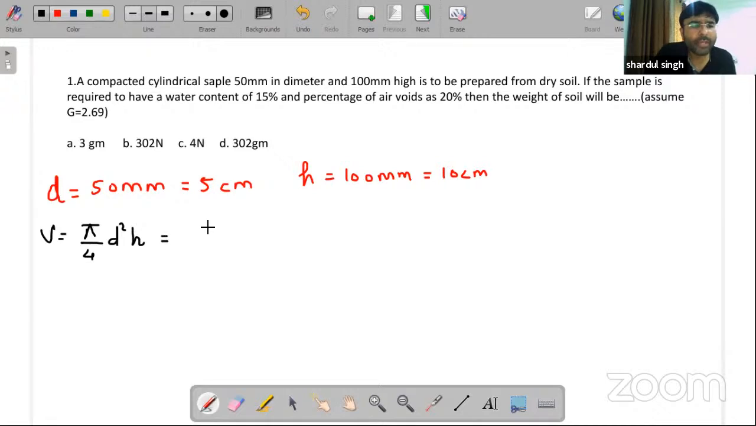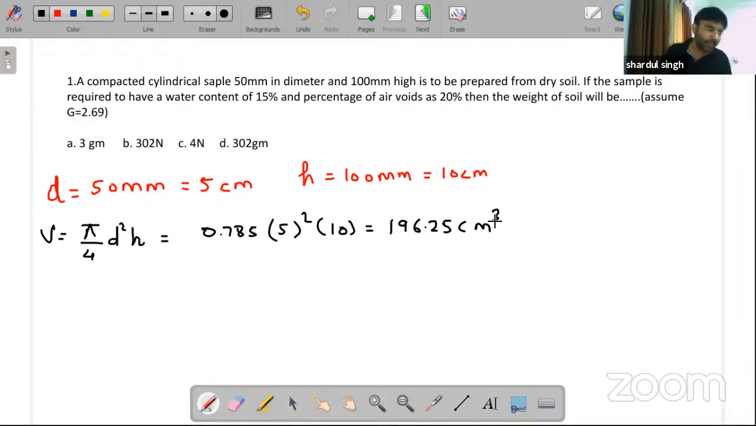So we can solve it, and it will be 0.785, that is pi by 4, into d square, that is 5 square, into h, that is 10. You can get the volume of the soil from here, that is 0.785 into 25 into 10, that is 196.25 centimeter cube. This is the volume of your sample.